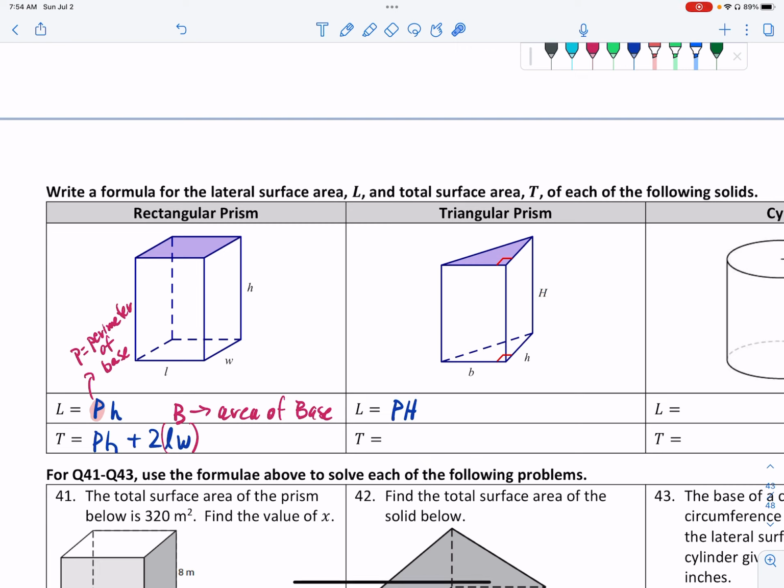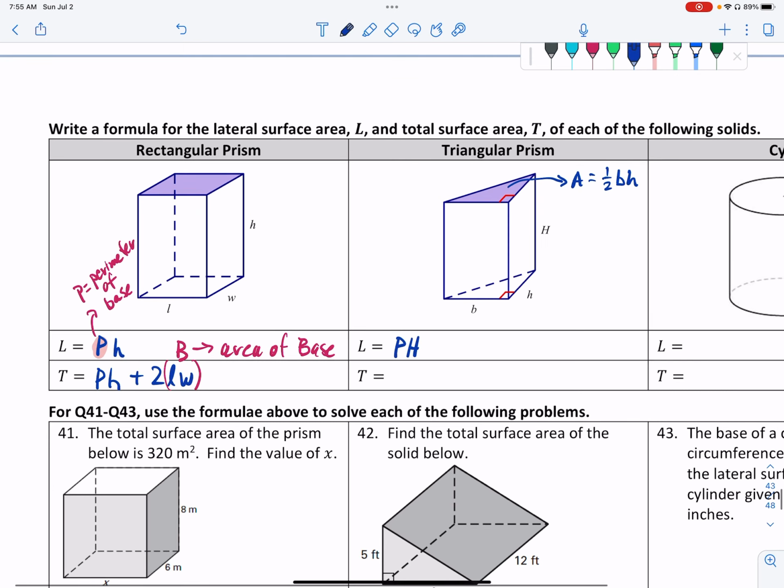For the total surface area, we just need to add in our two bases that are right here. And remember that our base formula, one of these little guys, the area formula for that base is 1/2 base times height. But you're going to have two of them. If you multiply this 1/2 times 2, it cancels out, so you just have 1 bh. Okay, so that's what's going to be the total surface area. Start with the lateral, and then add in your two bases.